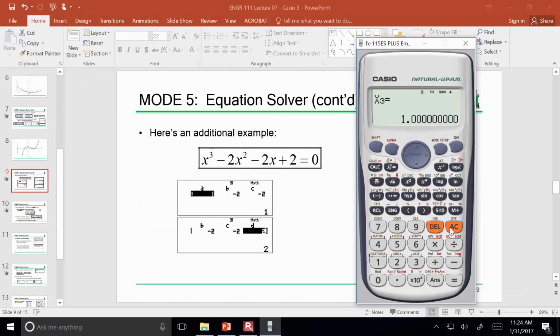All right, so let me see if I get the same thing that you did. I'm going to go into mode 5, option 4 for a cubic equation. The A is 1. The B is negative 2. The C is negative 2. And D is positive 2. And now the x values it gives me are negative 1.17. The next one is 2.48. And finally, 0.69.